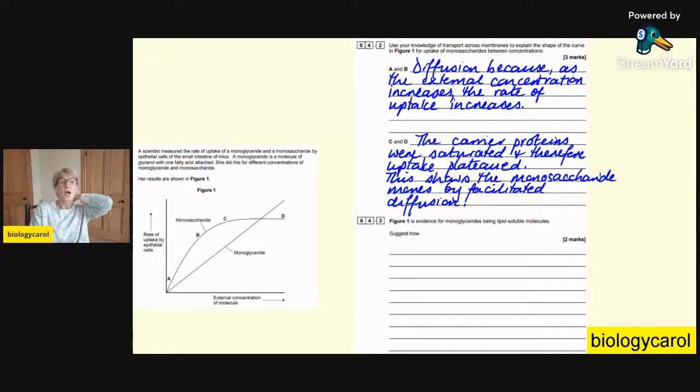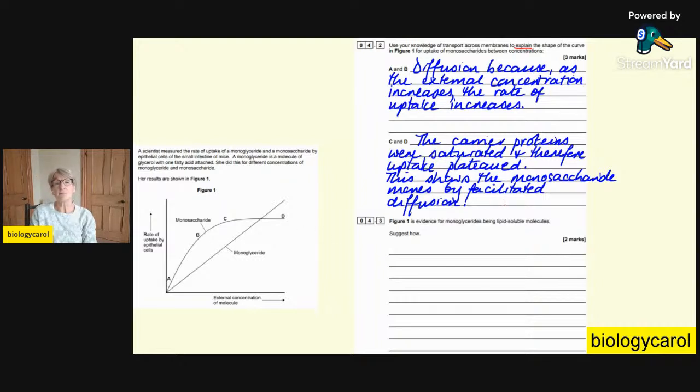Here we are, you're explaining. Notice that you are explaining the shape of the curve. Notice what I did just then was describing it. I said, as the external concentration increased, so did the rate of uptake. Well, that's a description, not an explanation. So this is diffusion because, and I'm explaining why, the evidence from the graph.